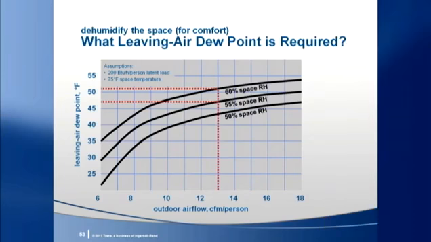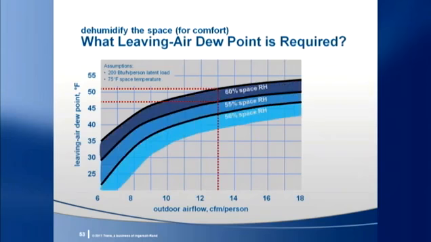As I showed with the pie chart, there will also be a space latent load due to infiltration. This would increase the space load and require an even lower dew point from the dedicated unit. The shaded regions on this chart give you a feeling for the range required, depending on how much infiltration there is.